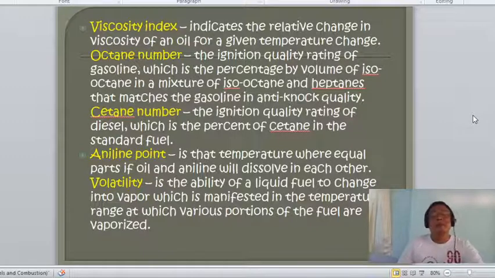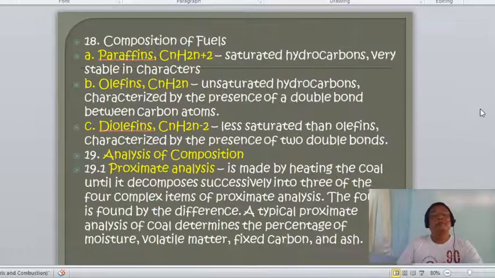It's the temperature where equal parts of oil and aniline will dissolve in each other. Another is volatility. So, it's the ability of a liquid fuel to change into vapor, which is manifested in the temperature range to which various portions of the fuel are vaporized. Okay. Another, we have here now the composition of fuels.